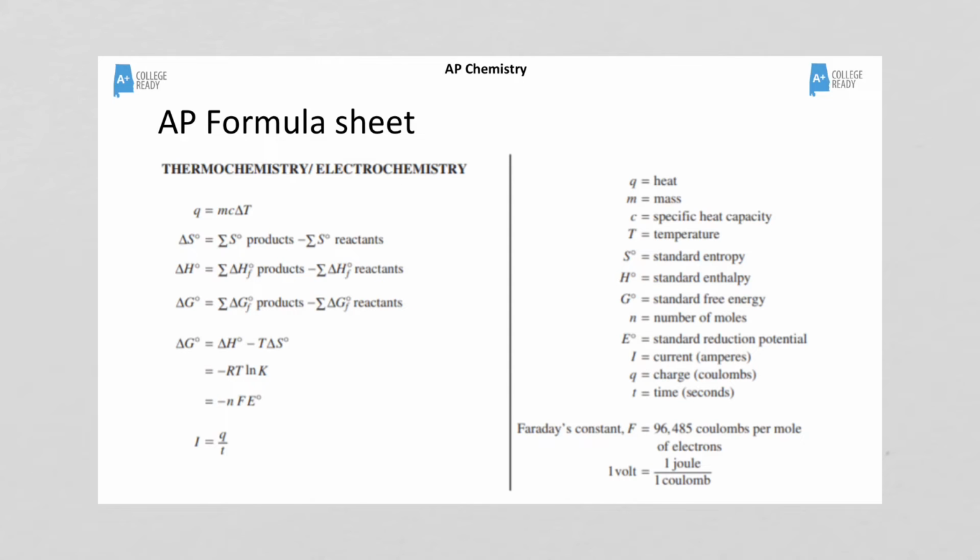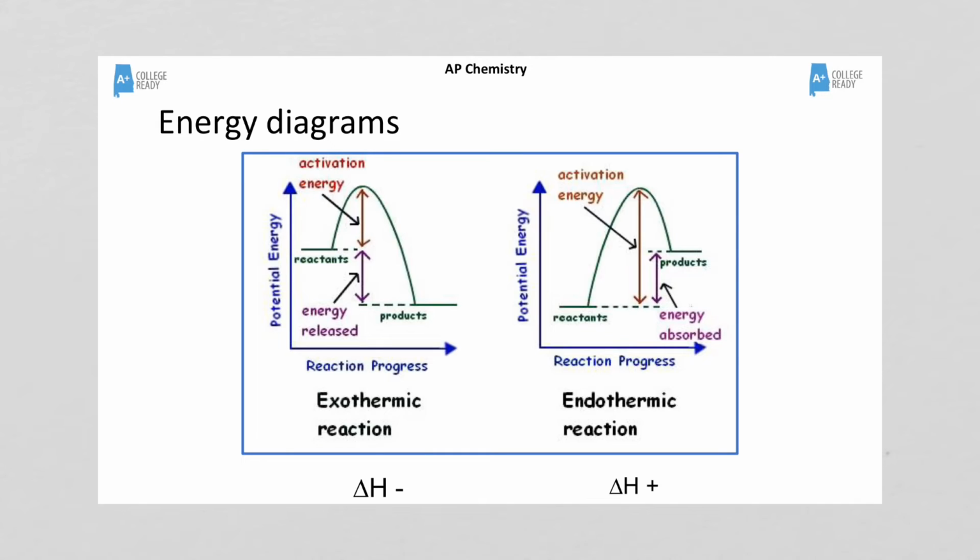Here's the AP formula sheet. As you can see, we've talked about the calorimeter formula. We've seen this enthalpy of formation where it's products minus reactants. And then notice there are a couple other summation formulas that deal with entropy and free energy. We'll see that in a minute. And then there's a formula that puts all of these variables together and a couple other forms of delta G. And again, several things are defined on the right.